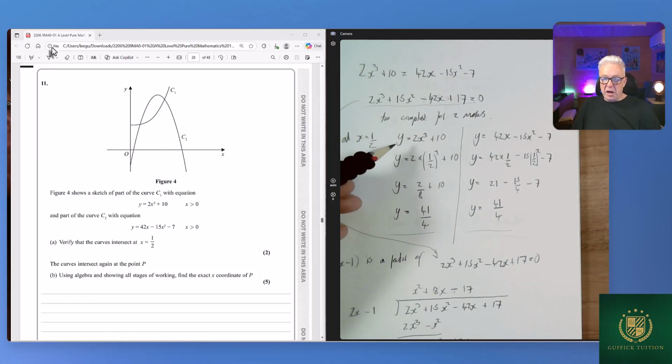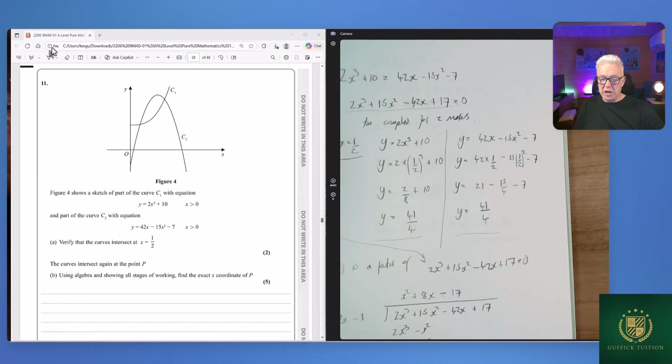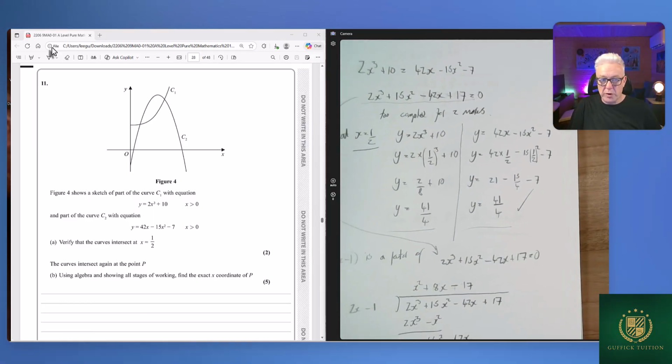So I put in a half, so that gives me y is equal to 2 times a half cubed add 10, which is 2 times an eighth add 10, which is 2 over 8 add 10, which is a quarter add 10, which is 41 over 4. Then for the next equation, I did the same, subbed in a half, and I found that I also got 41 over 4. So that's verified that they both intersect at the point where x is a half and y is 41 over 4.